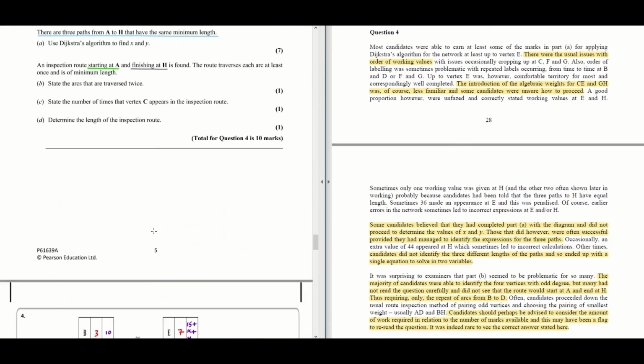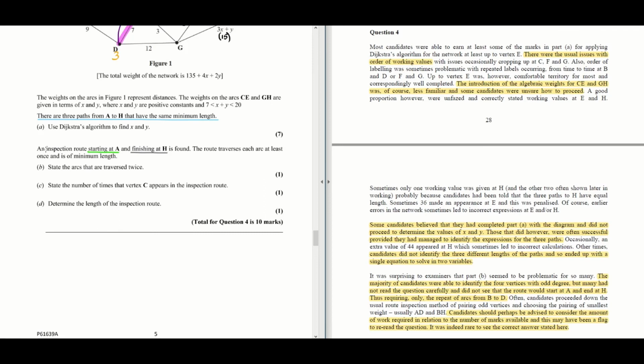Part B was quite problematic for a lot of people. That's where we had to essentially use the Chinese postman algorithm. Each of these parts of questions were only worth 1 mark.